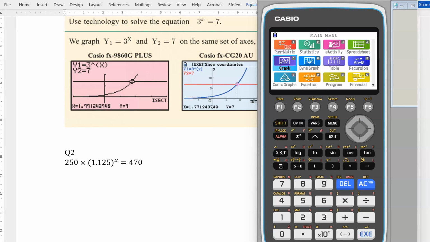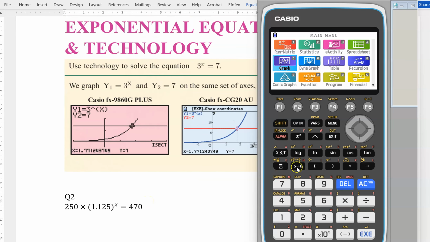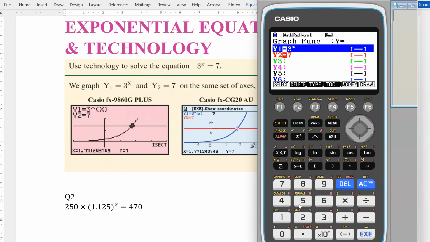Okay, hopefully a short, sharp video on how to solve exponential equations using your calculator. All right, so first thing we want to do is the graphing option. It's not my preferable one here. We'll show you the SolveN in a minute.